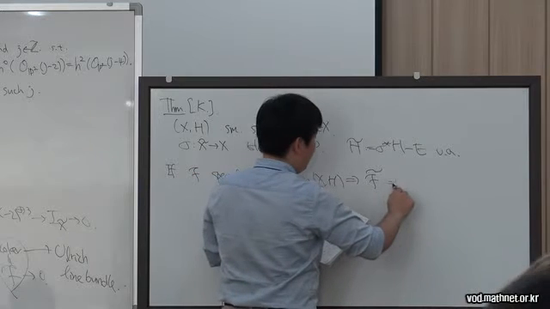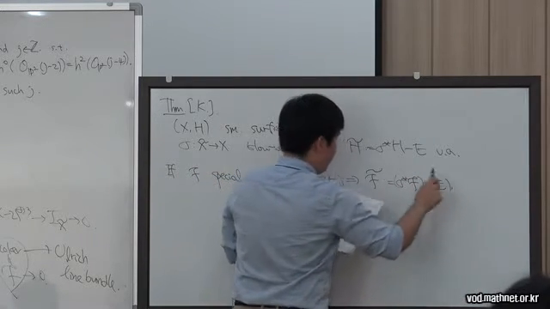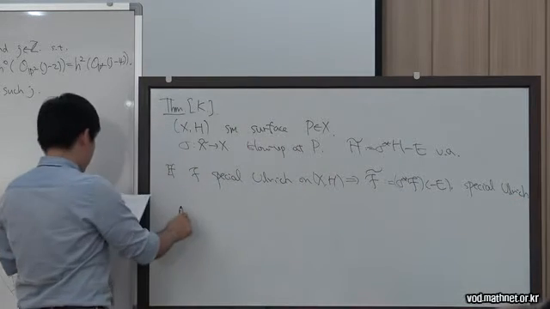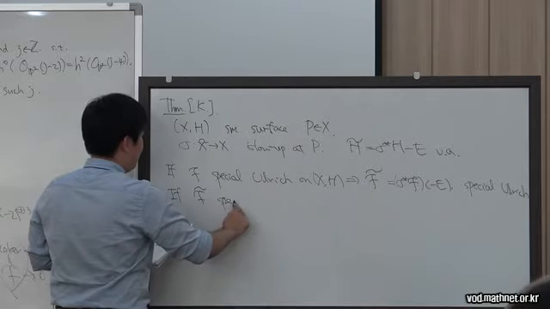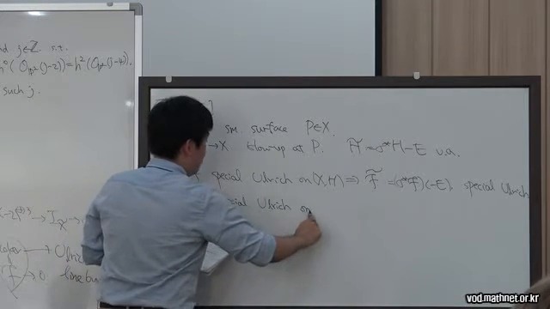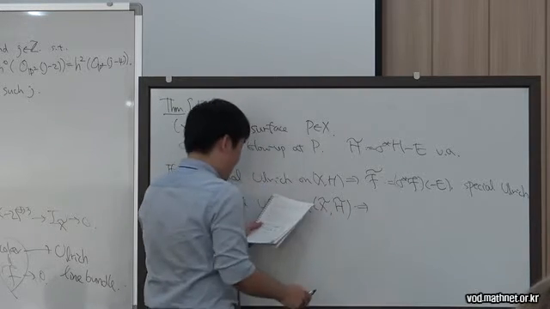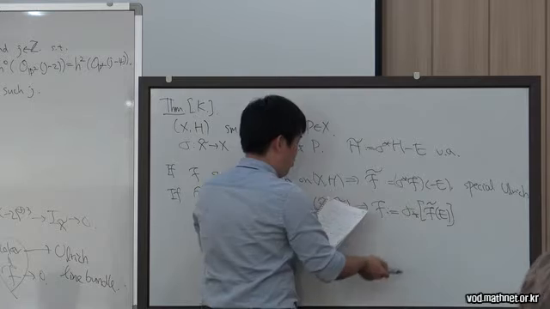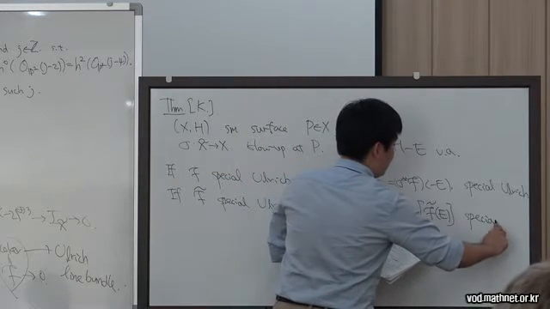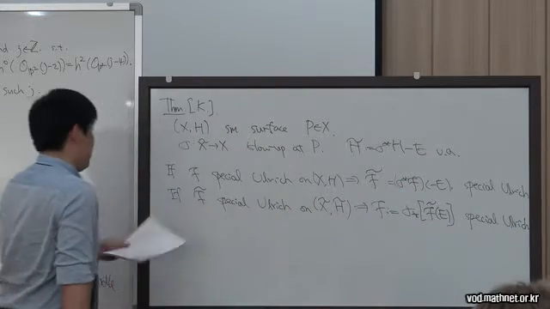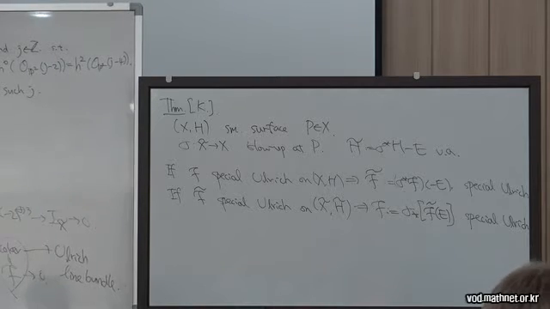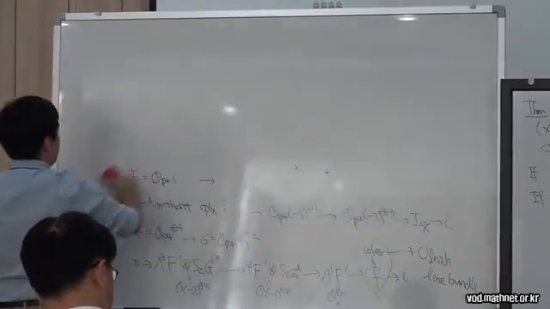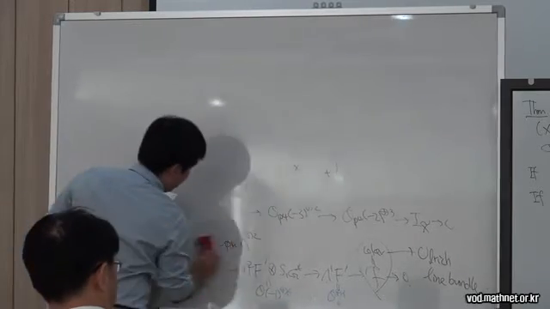Then, as we've seen above, F twiddle is Ulrich, and it becomes special. And we begin with F twiddle, a special Ulrich on X twiddle and H twiddle, then F is constructed as F twiddle twisted by E and pushed forward by sigma. Now it becomes locally free, and this becomes the special Ulrich. So it's almost the end of time, so I will only give a sketch of the proof.